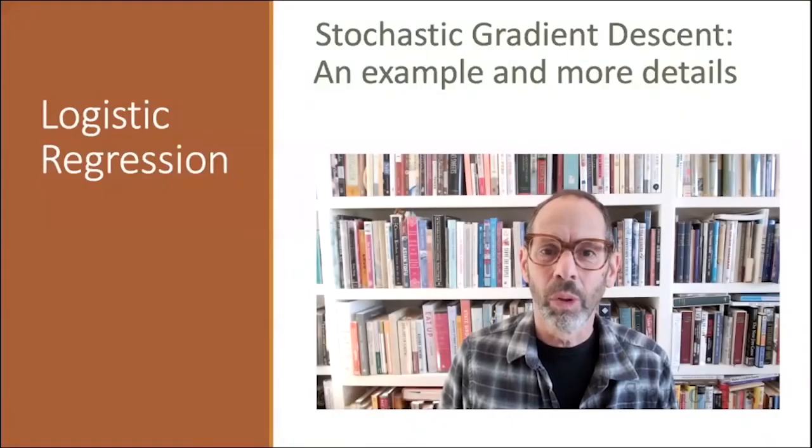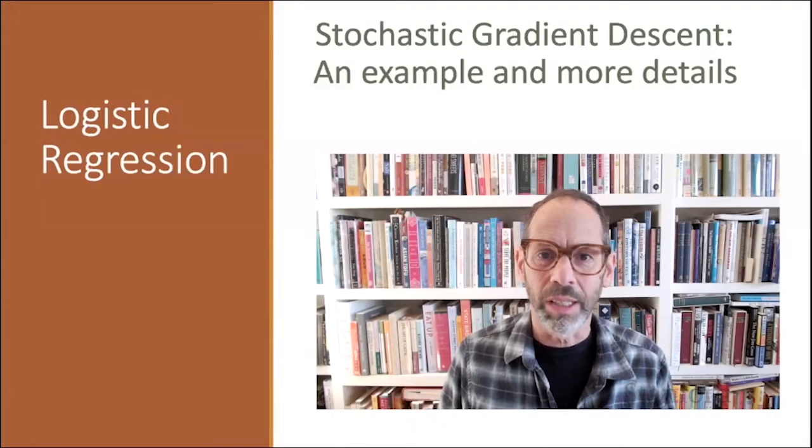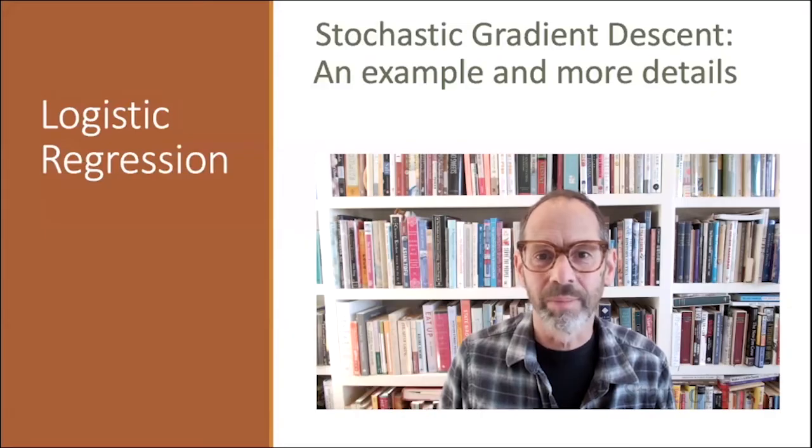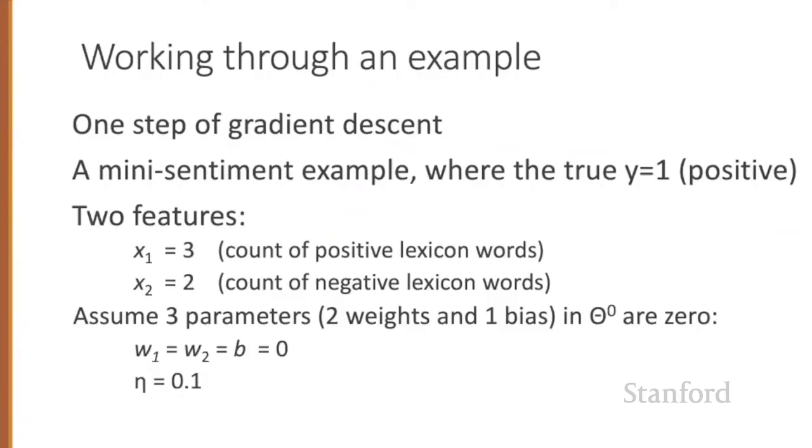In this lecture, we'll walk through an example of stochastic gradient descent and give a few more details. Let's walk through a single step of the gradient descent algorithm. We'll use a simplified version of our sentiment classification example as it sees a single observation x whose correct value is y equals 1. So this is a positive review.